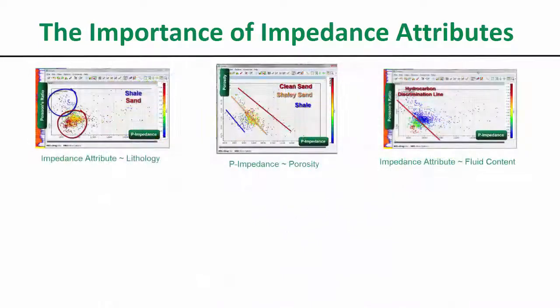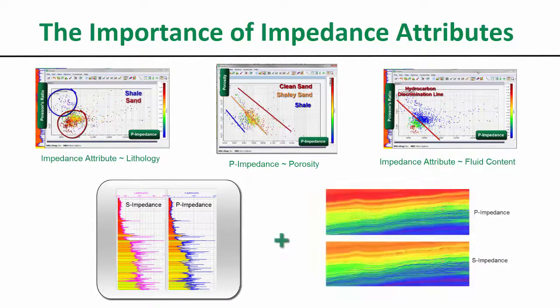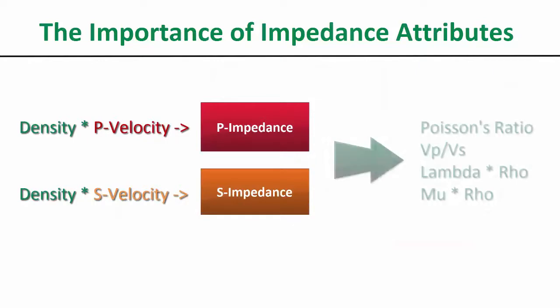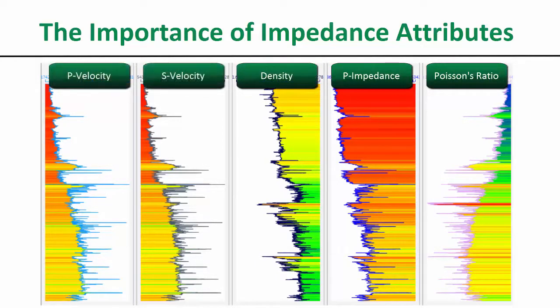From these crossplots, you can see that if we can combine impedance information calculated at the wells with impedance calculated from the seismic data, we can predict hydrocarbon targets across the survey, not just at the well locations. Since impedance is simply density multiplied by velocity, and Poisson's ratio and other attributes can be calculated from impedance, we can easily obtain impedance, Poisson's ratio, and other attributes at the wells using density and velocity log data.